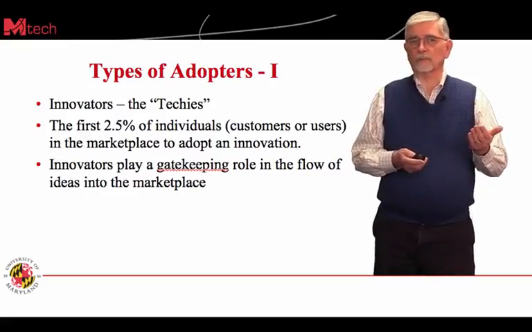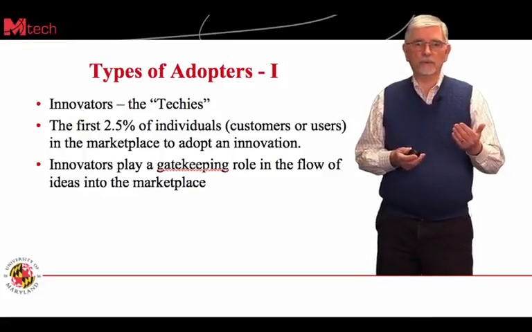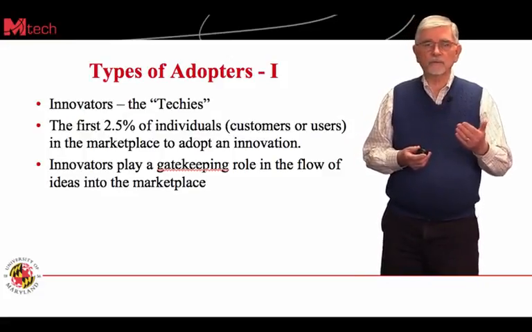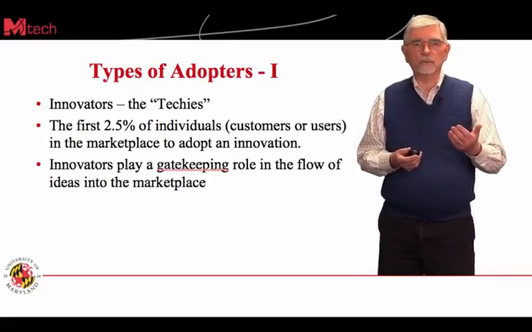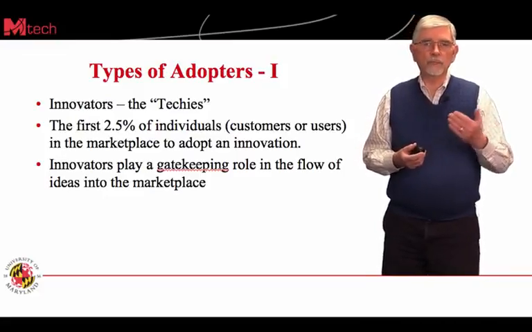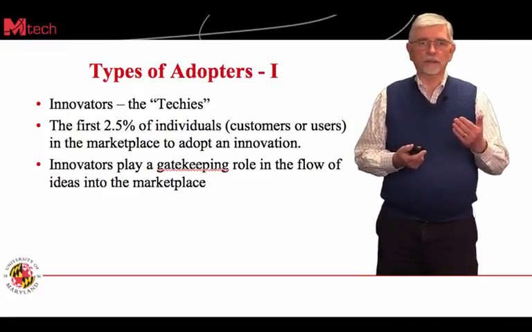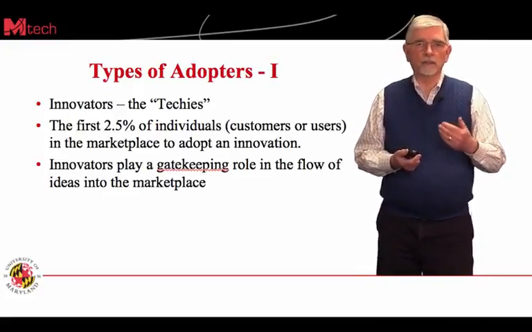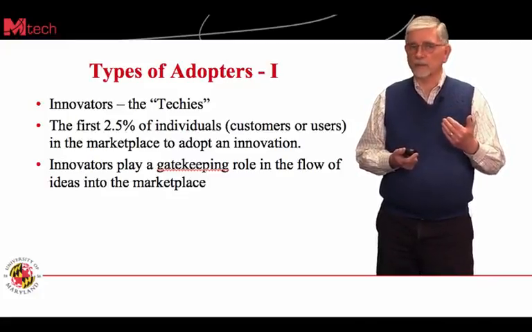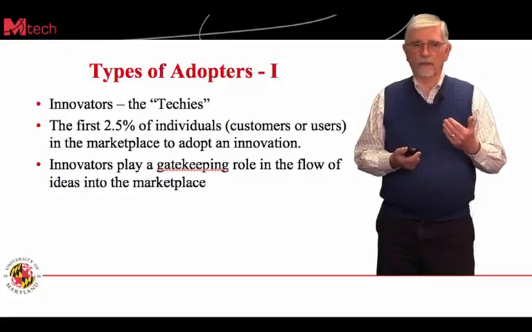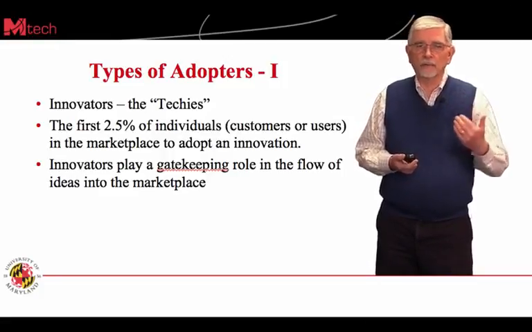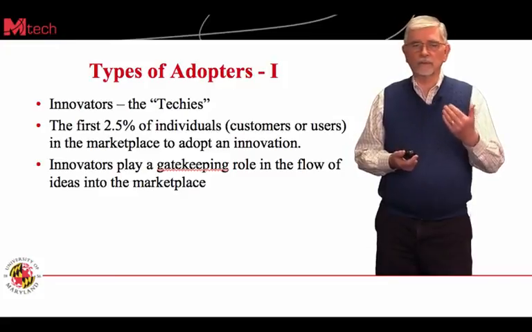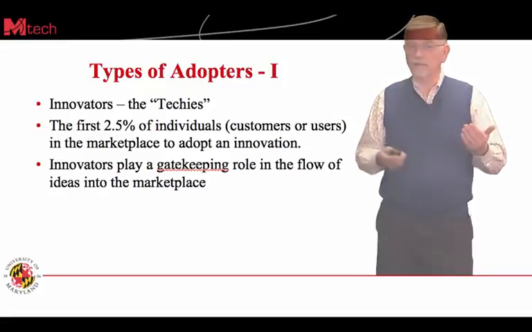So the first type of adopter is what we'd call the techies. These are people who are the first 2.5% of customers or users in the marketplace to actually adopt something. Who were the people that had the cell phones first? Who were the people that had adopted the use of cameras on their cell phones first? Those are the ones that we would call essentially techies or gatekeepers. They play a role of allowing other people to recognize how that innovation is used. And so they're kind of at the forefront. They are the demonstrators of the value of that innovation.